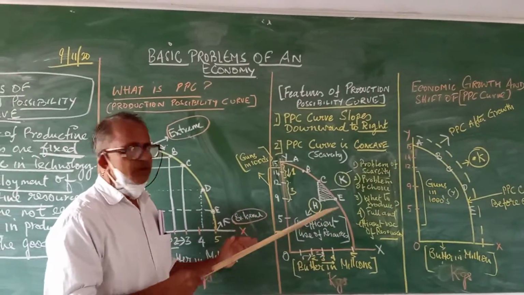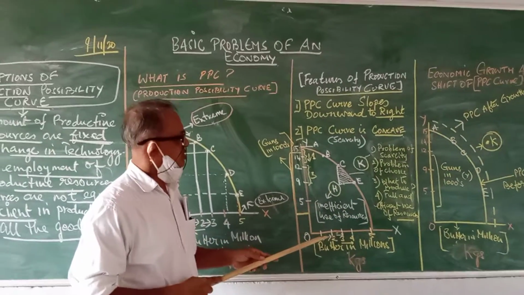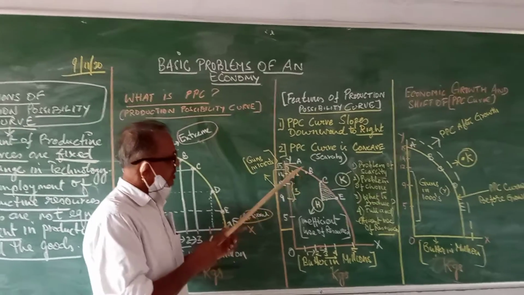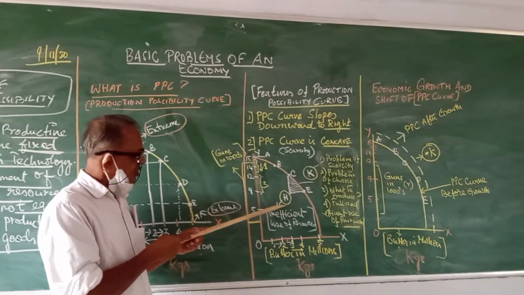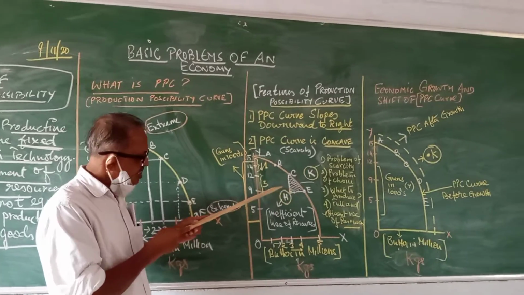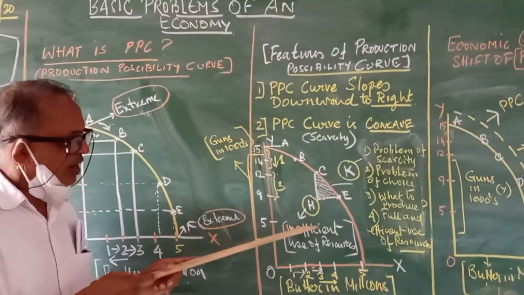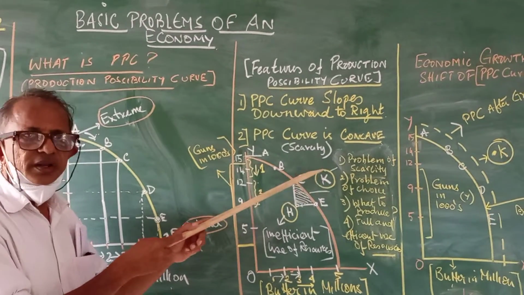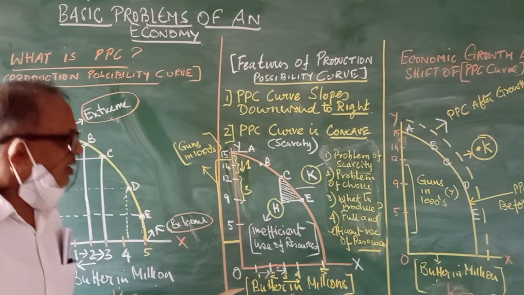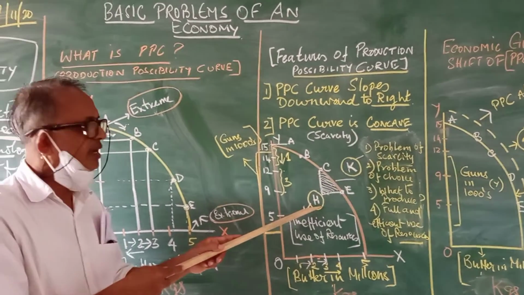Okay. Now another thing I would like to explain to you: what does this production possibility curve teach us? See, in this graph you have a plotting inside the curve called H, and outside the curve you have a plotting called K. What do these plottings K and H indicate?